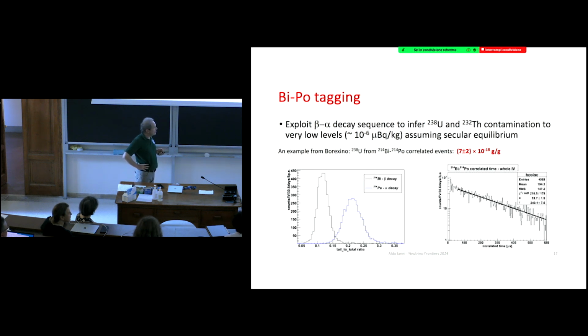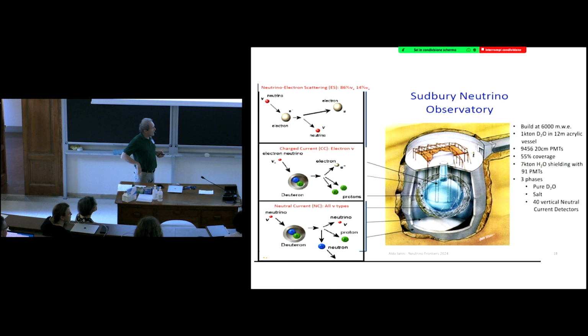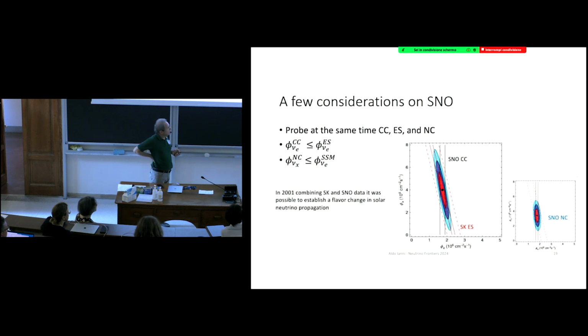So let me spend a few words about SNO, the water Cherenkov detector. This detector, I told you, was using heavy water, and actually was a breakthrough in the field. In fact, through the charged and neutral current, it was established the presence of flavor change processes in the sector of solar neutrinos. And in fact, here you see the flux of mu and tau neutrinos from charged current and elastic scattering.